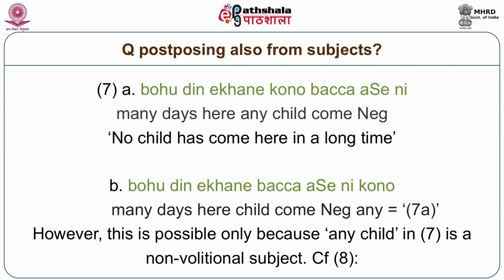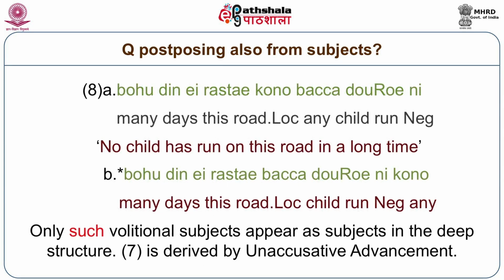Can we then jump to the conclusion that quite generally the quantifier for any can move to the right if a subject or object of a verb does not carry any overt case marking? Is that the generalization? Is that what a transformation should try to capture? No, things are not so neat and simple. Consider sentences 8a and 8b.